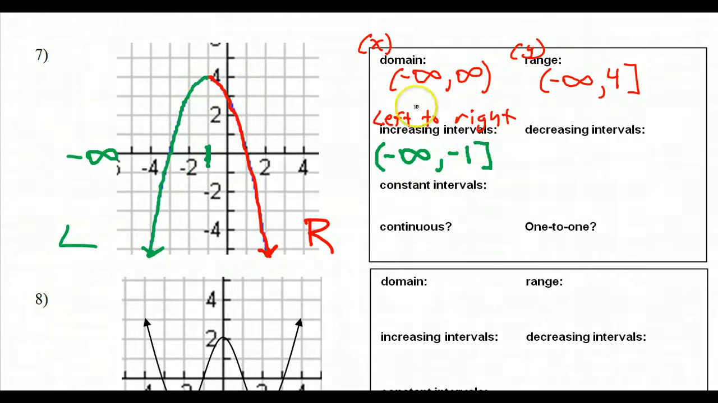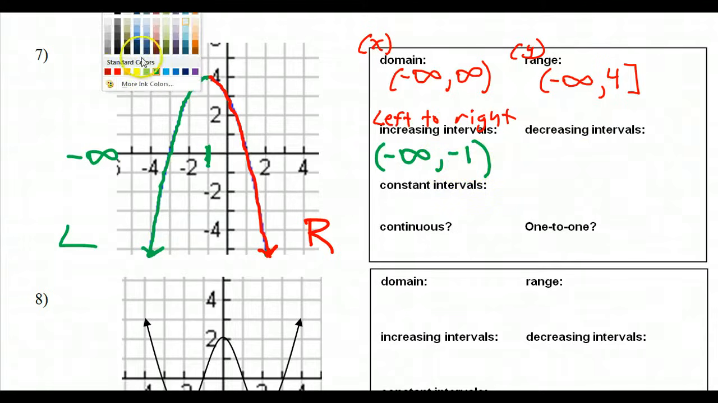You know what? At -1, I really should not use a square bracket. I should use a round parenthesis because right at -1, that's where it changes from increasing to decreasing. So just for a split second, at -1, it's neither increasing nor decreasing. But everything up to -1 is increasing.